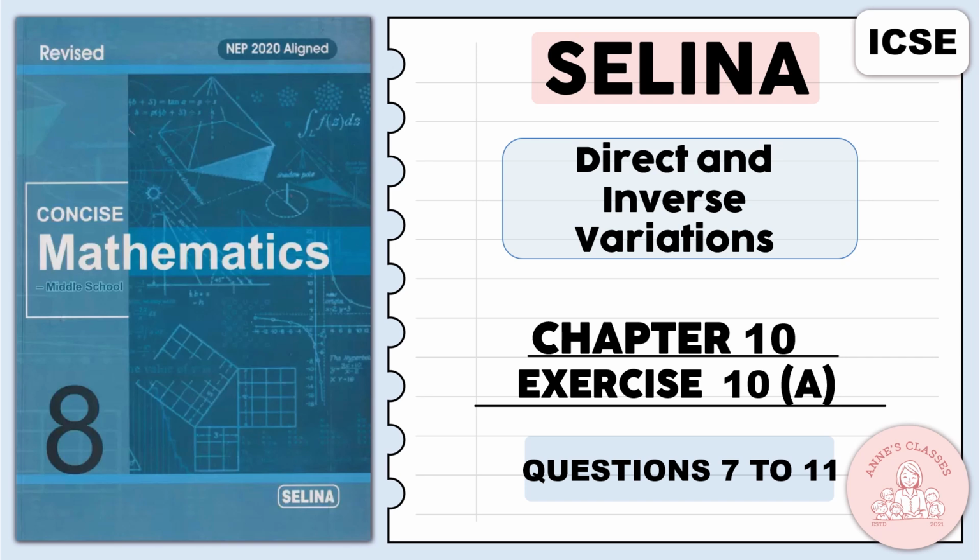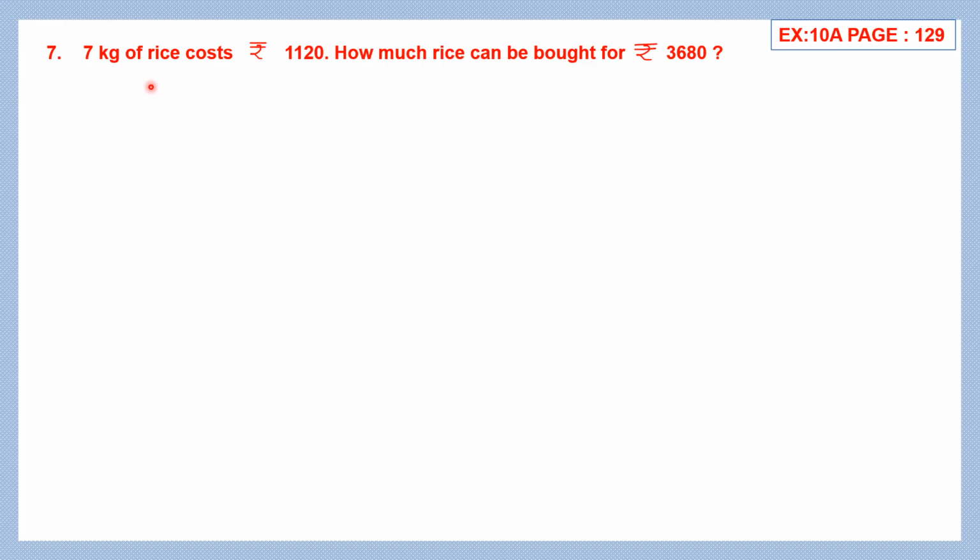Let's do direct and inverse variations, chapter 10, exercise 10a. Question 7. 7 kg of rice costs 1120 rupees. How much rice can be bought for 3680 rupees? So, when we had 1120 rupees, we got 7 kgs of rice. If that amount is increased to 3680, then the number of kgs of rice that we can buy will be much more. So this is direct variation.